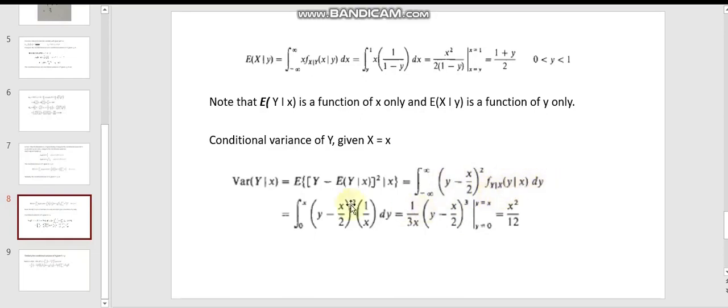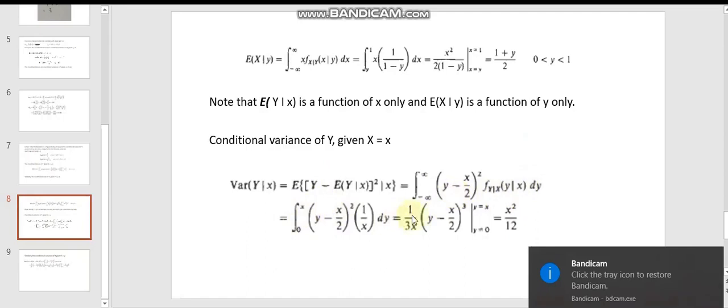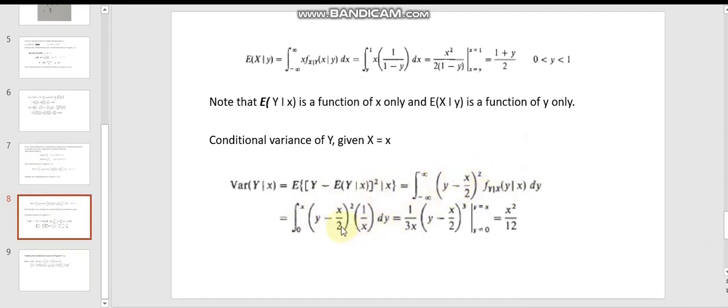By integrating this expression and incorporating the limits from 0 to x, I will get the variance of y given x. So it is also a function of x. This expression is equal to x squared divided by 12.